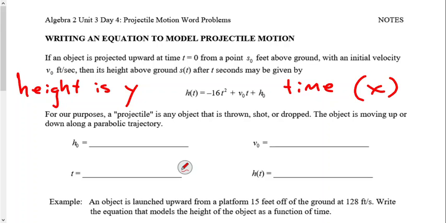Let's look at this backwards. This h sub o term, that is your initial height.